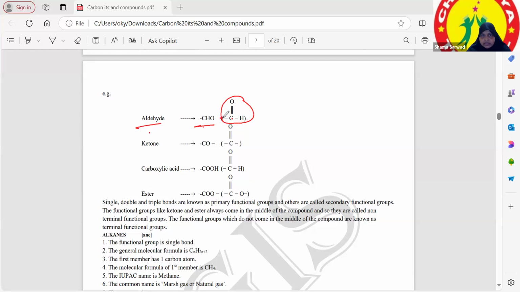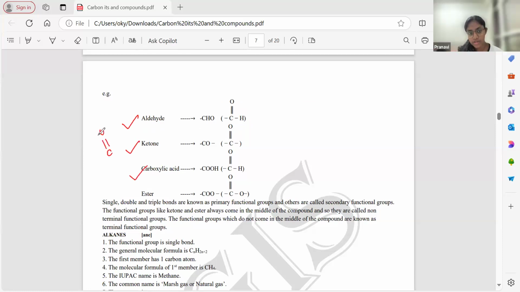That minus sign is nothing but the valency. Why does it form a double bond with oxygen and not hydrogen if it's a hydrocarbon? Mostly you need to learn these functional groups, right? In aldehyde, ketone, and carboxylic acid, carbon and oxygen are in a double bond. So for these functional groups, carbon bonds with oxygen twice.